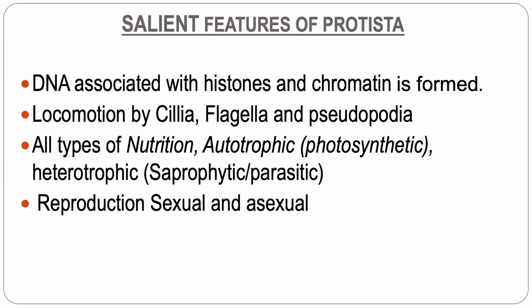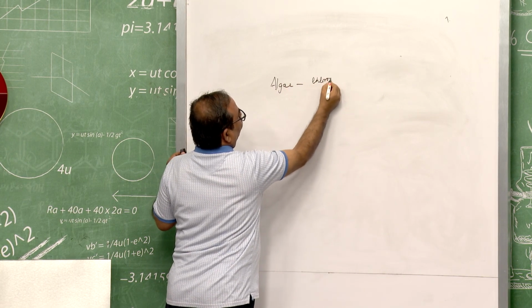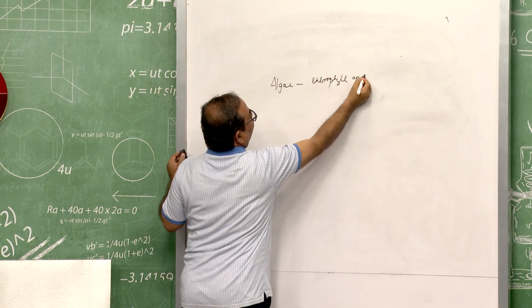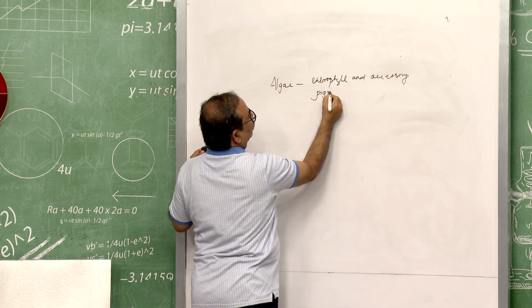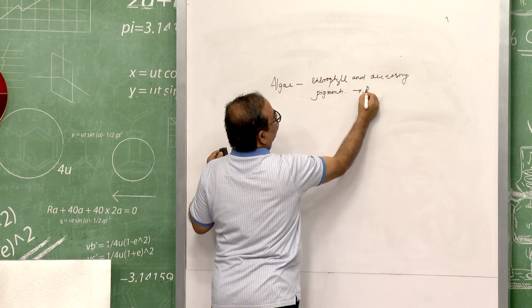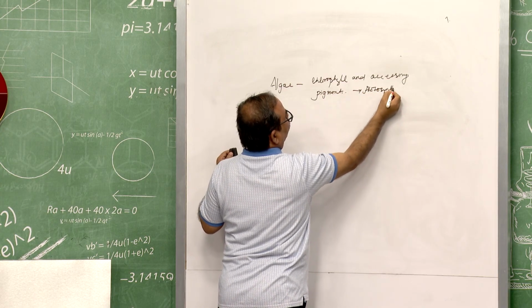There is presence of cilia, flagella and pseudopodia with which they move. These are the locomotory organelles, and we shall find all types of nutrition over here. The nutrition may be autotrophic when they synthesize their own food. So, the algae have chlorophyll and accessory pigments, using which they bring about photosynthesis, and they are autotrophic in nature.